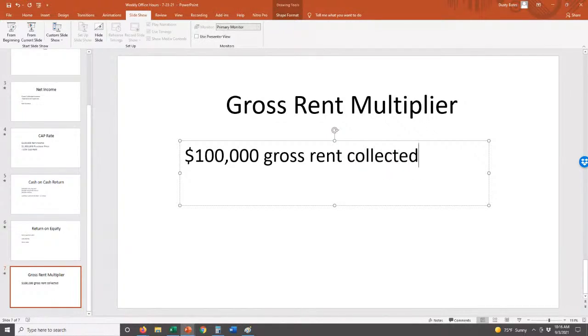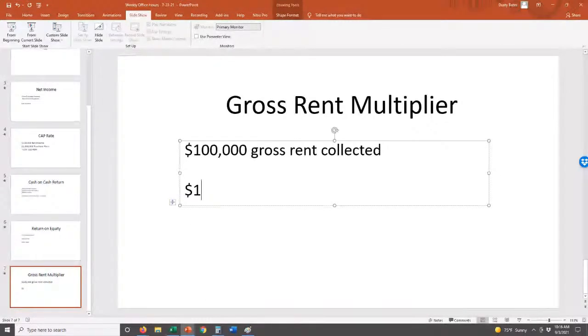So you could use gross scheduled rent. You could use gross rent collected. That's kind of a gray area. Let's use the same value of the building. It's a $1 million building. Okay. Gross rent multiplier is very simply the number of times the gross rent goes into, or could go into, the property's price or value, or whatever you're considering.